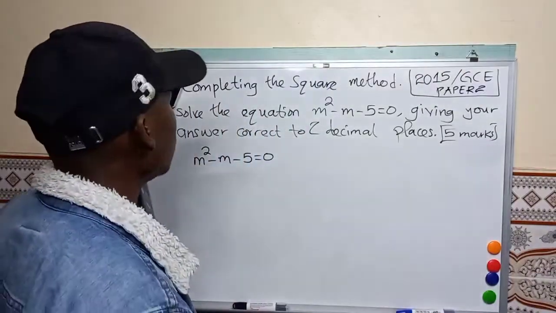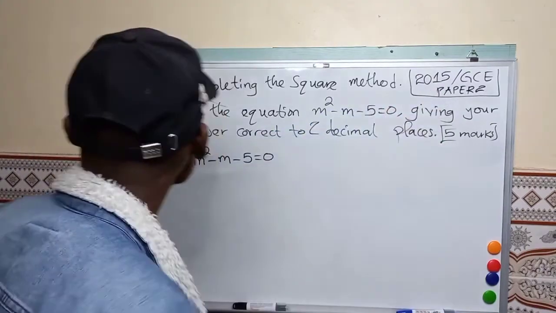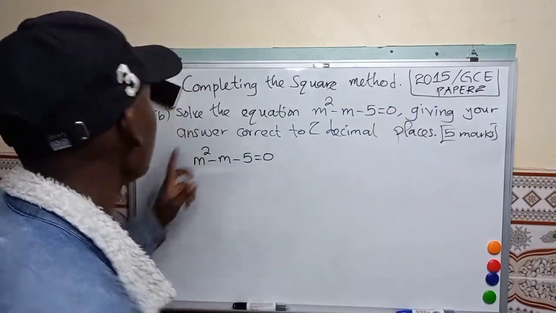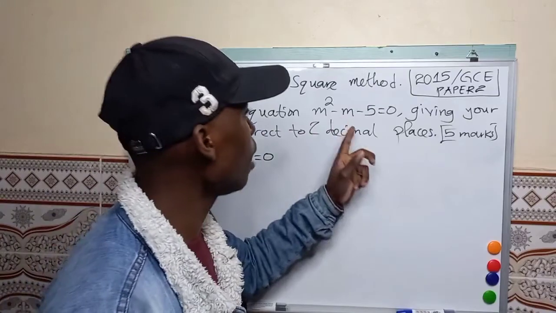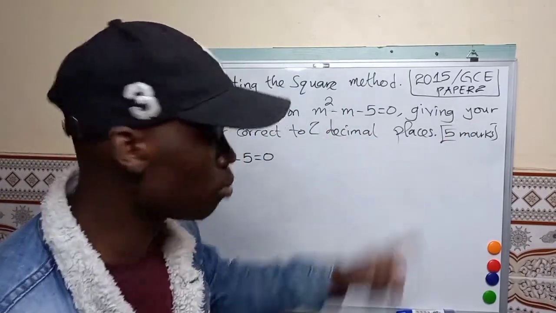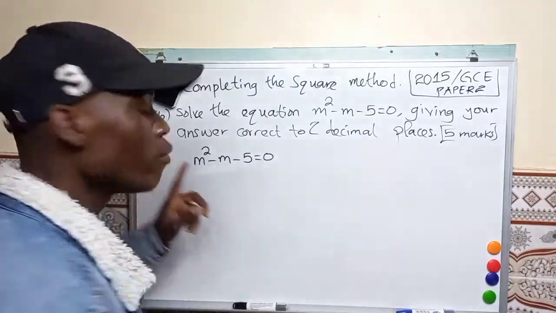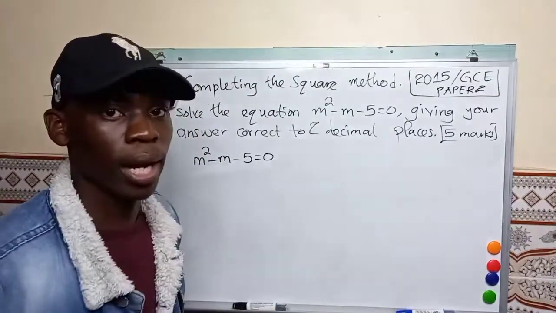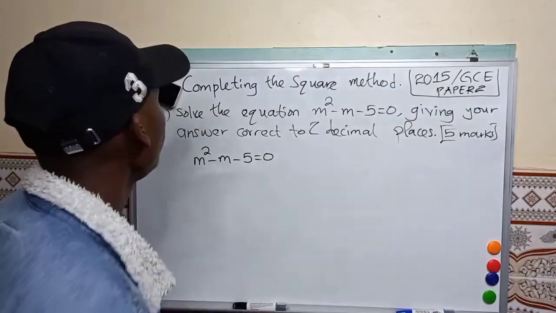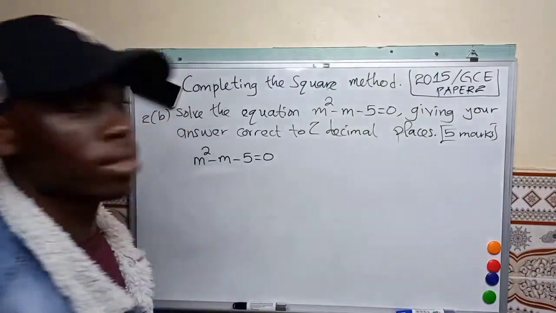So we're solving the quadratic equation. This is 2015 GCE paper 2, question 2b. It says solve the equation m squared minus m minus 5 is equal to 0, giving your answer correct to 2 decimal places, and this is 5 marks. In the other videos, I solved this question using the quadratic formula, and in this video, we're going to use the completing the square method to solve this equation.